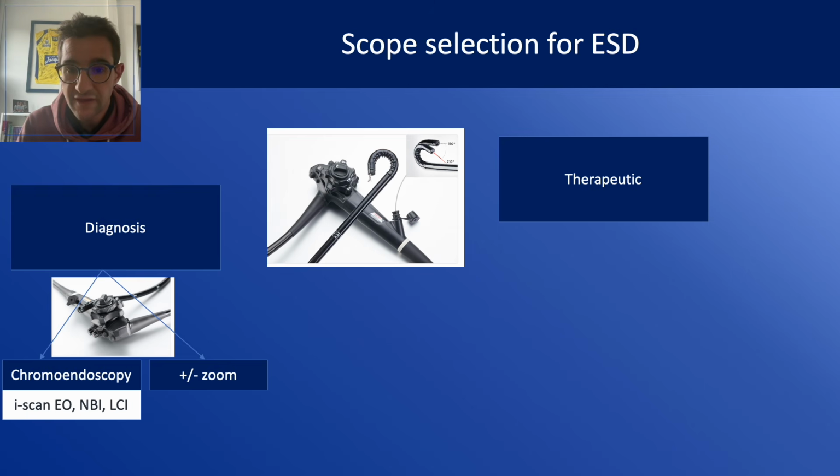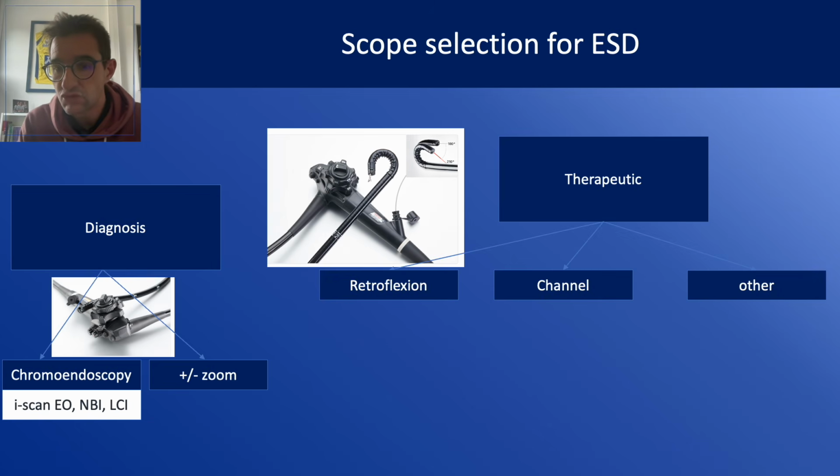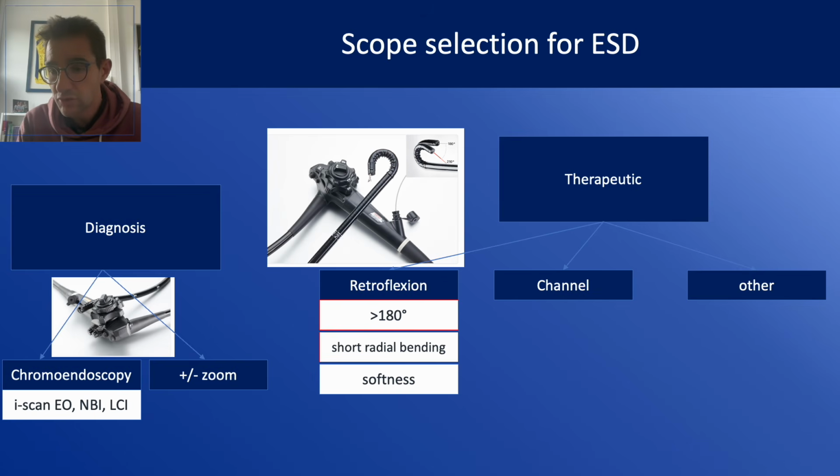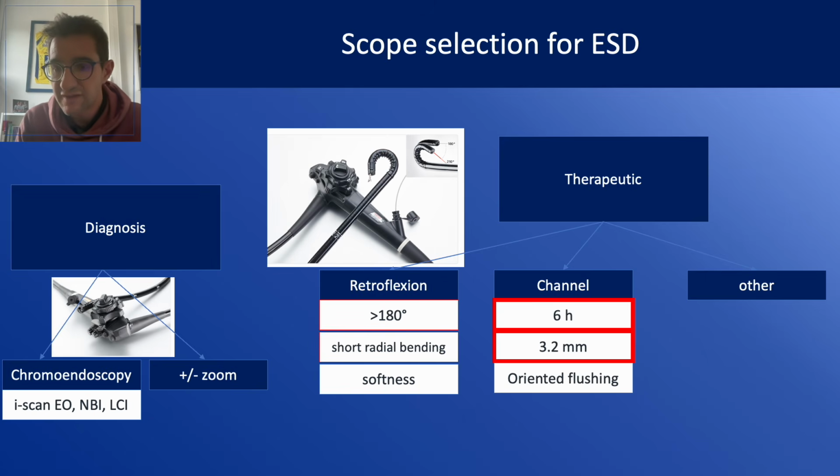What is important in this case is to have a good scope for diagnosis, because we will see there is a strange area in this lesion. We will see it just later. So you will need a good scope for diagnosis, to have chromoendoscopy and if possible zoom. And for therapeutic, you will have to choose something with a good retroflexion, a short radial bending, relatively soft, a 6 o'clock channel if possible, a 3.2 mm channel, which is my favorite, but you can have different favorites, and an oriented flushing to wash the area which is bleeding.